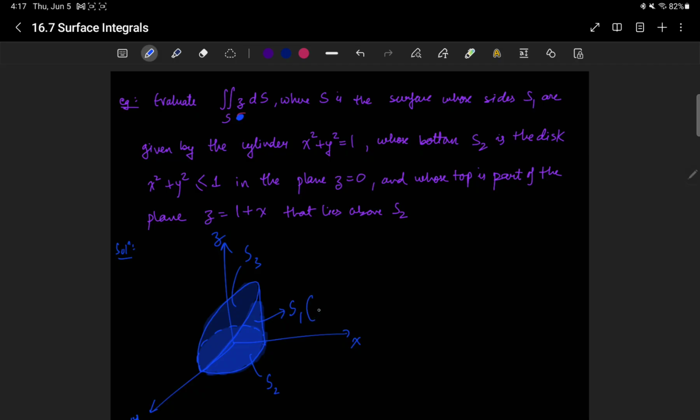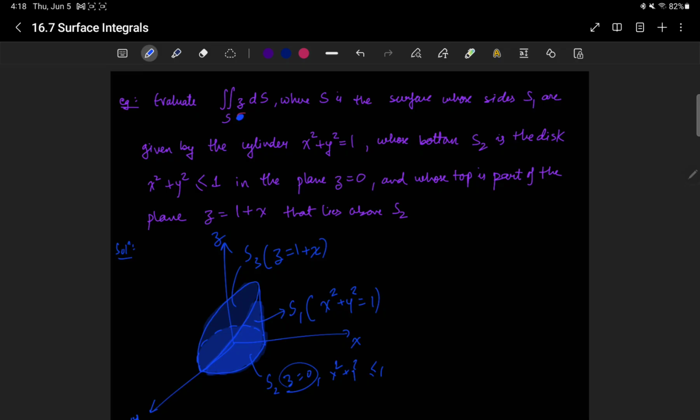So what is surface S1? Surface S1 is the cylinder x squared plus y squared equals 1. Surface S3 is the plane z equals 1 plus x. And surface S2 is on z equals 0, and it is x squared plus y squared less than or equal to 1.